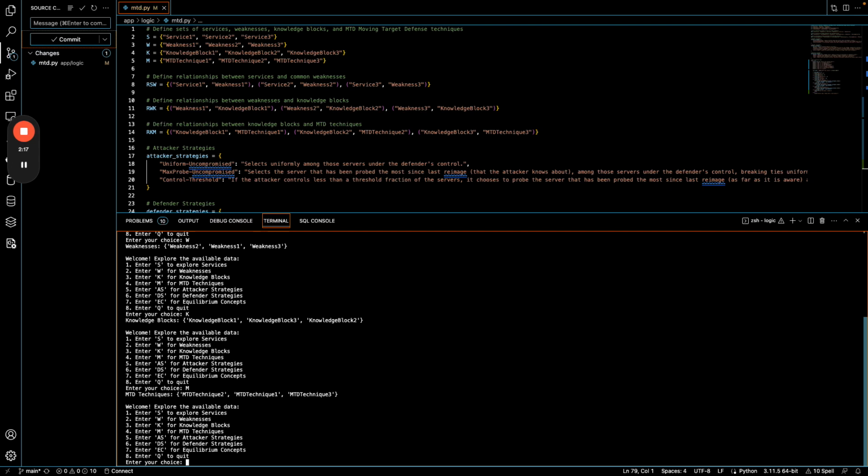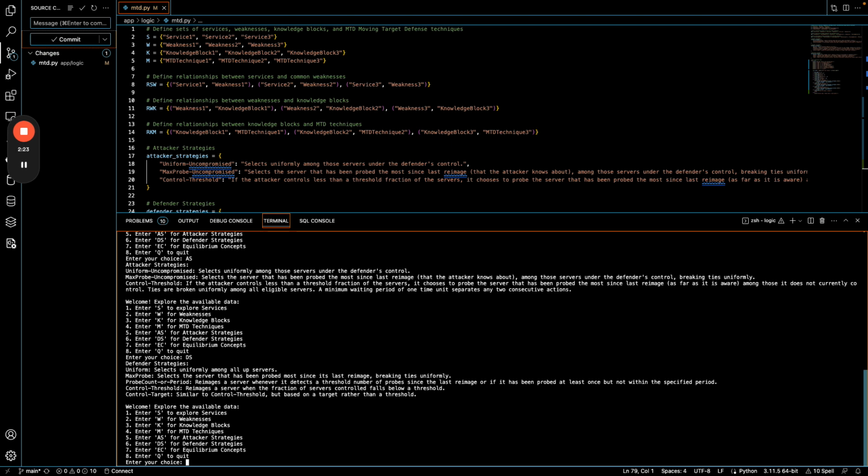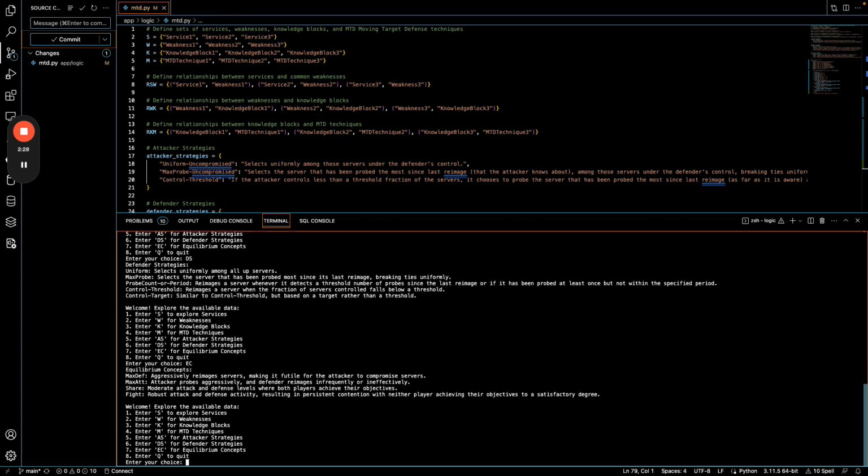organization using this strategy. Additionally, you can come in and understand how an attacker might do something and what a defender should do, and ultimately understand what the equilibrium concepts are, where an attacker and a defender are working on one side of the same coin.